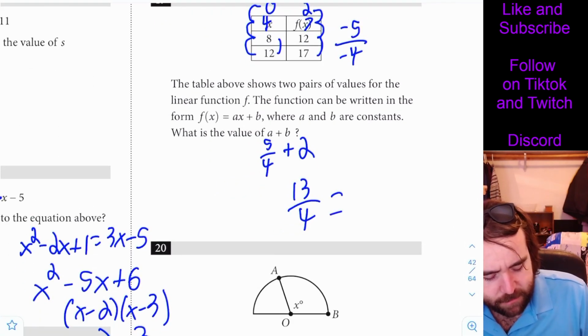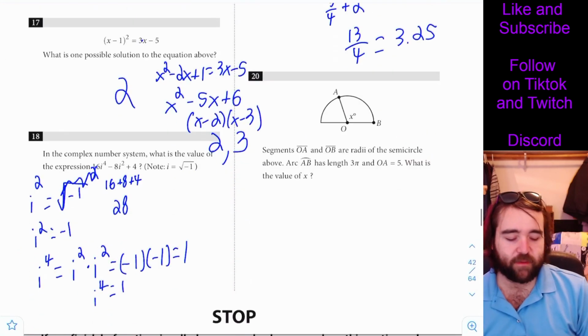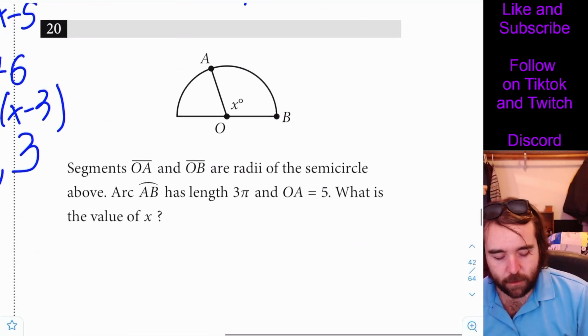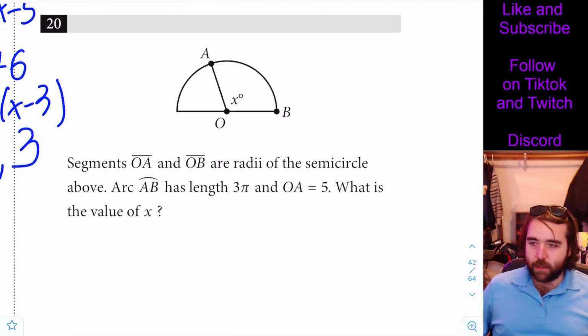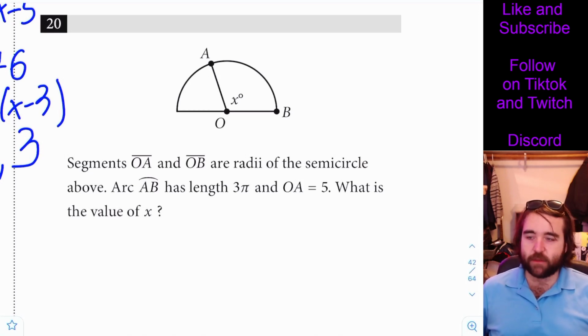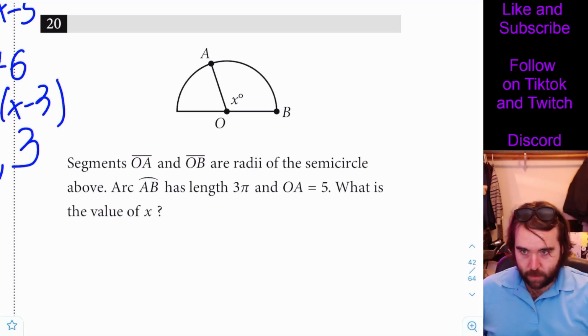What is that as a decimal? Not that that really matters. 3.25. So both of those would be valid answers. Okay. Next, segments OA and OB are radii of the semicircle. Arc AB has a length of 3 pi, and OA is 5. Okay, so the radius is 5. What is the value of x?